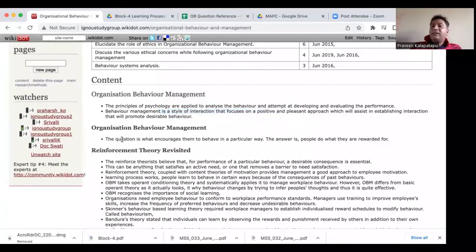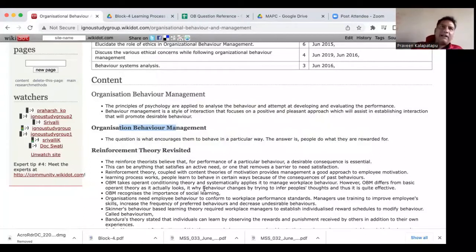So the question is, what exactly is the main thing? In order to manage behavior, the first and foremost question to answer is, what makes them behave in this way at this point of time, right? And what exactly do people want? What is the reward that they are looking at? So reinforcement becomes a very, very critical aspect when it comes to organizational behavior management. Only then will you be able to alter the behavior.